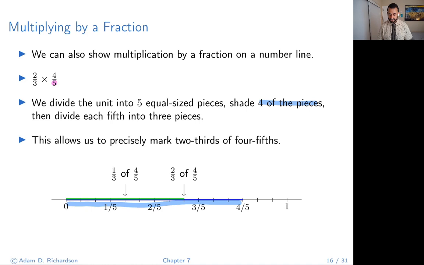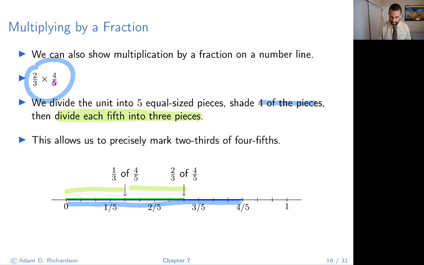And now what we need to do is take 2/3 of that 4/5, right? That's what this is up here. That's 2/3 of 4/5. And the way we do it is this. We divide each of those fifths into 3 pieces. And I use green for that one. Divide each fifth into 3 pieces. And that's what's going on right down here. And we're going to end up with 2/3 of 4/5.